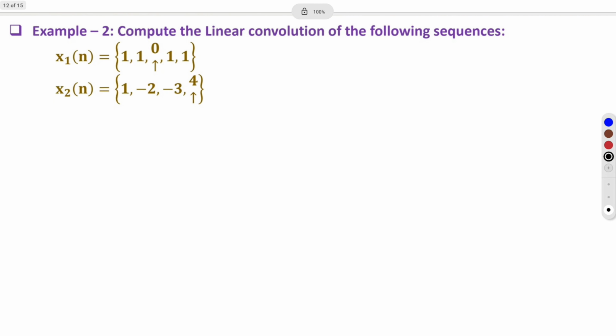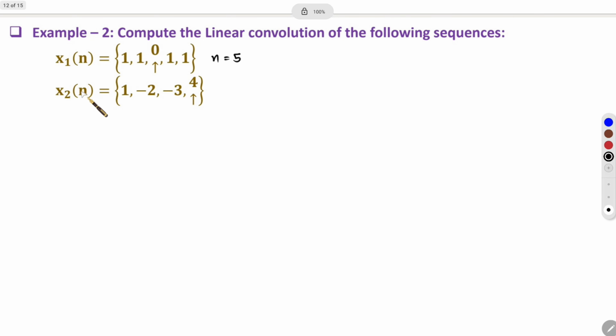So here also we have two sequences and we need to identify linear convolution. See with x1 of n, we have in total 5 elements. So small n is equals to 5, and with x2 of n, we have in total 4 elements. So small m is equals to 4. Now let us identify total elements with linear convolution.